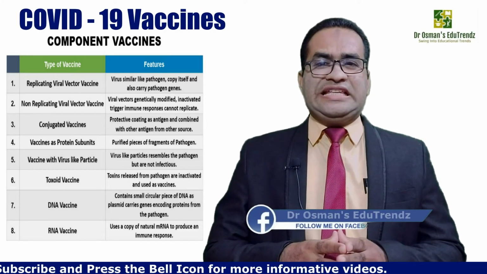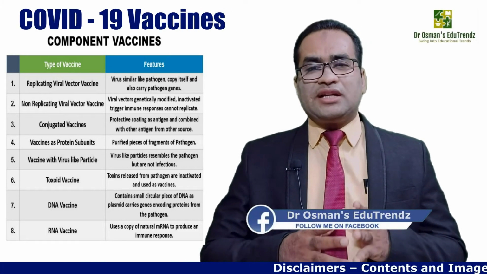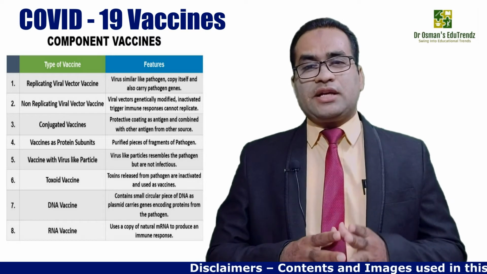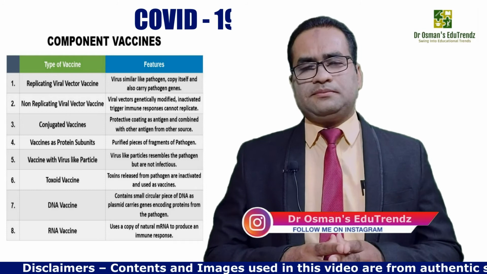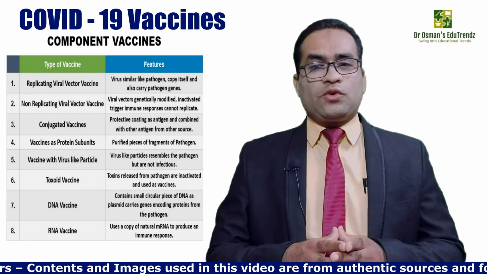The next type is vaccine with virus-like particles. These are vaccines in which virus-like particles are used, which resemble the pathogen but are not infectious. The sixth type of vaccine is the toxoid vaccine.